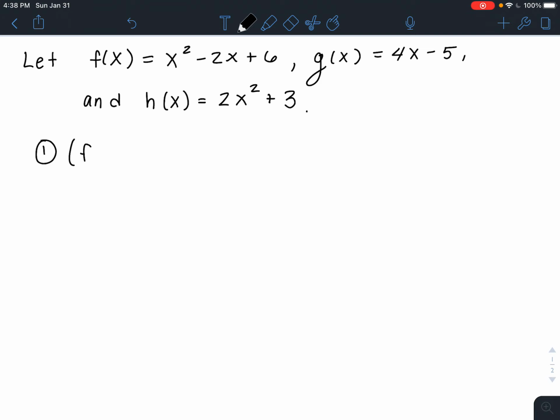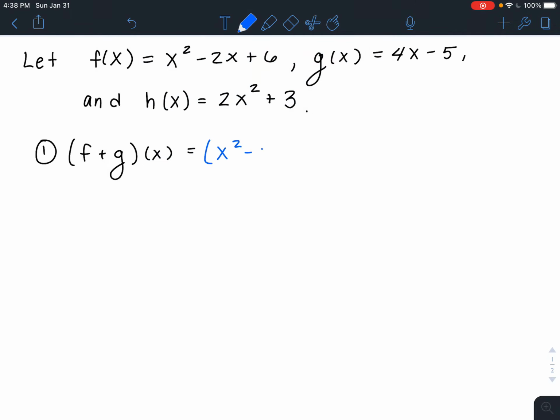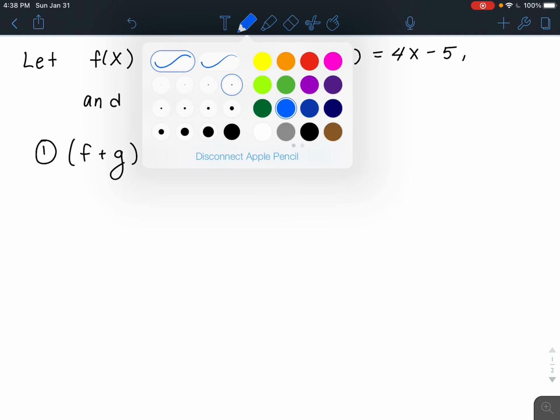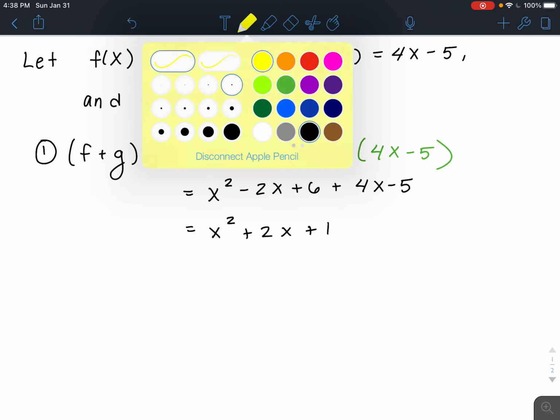We'll do f plus g of x first. My f of x function is just x squared minus 2x plus 6, and I want to add that to my g of x function, so 4x minus 5. Because I'm just adding, I don't need the parentheses, so I'm just going to drop them and then add my like terms. I only have the 1x squared, and then negative 2x plus 4x is 2x, and 6 minus 5 is 1. So that would be my answer for adding.